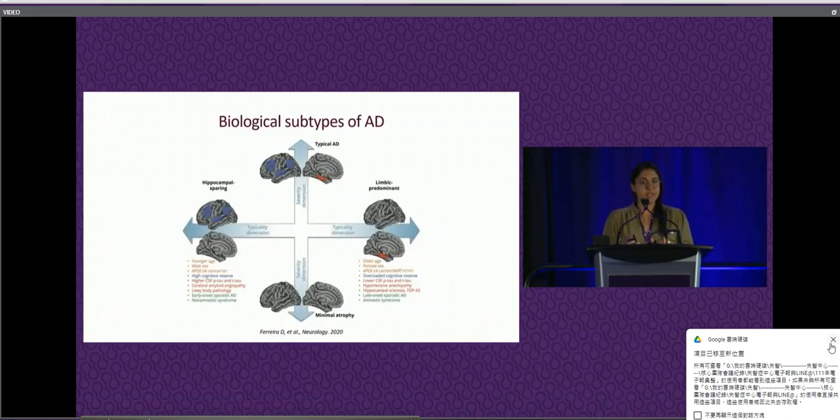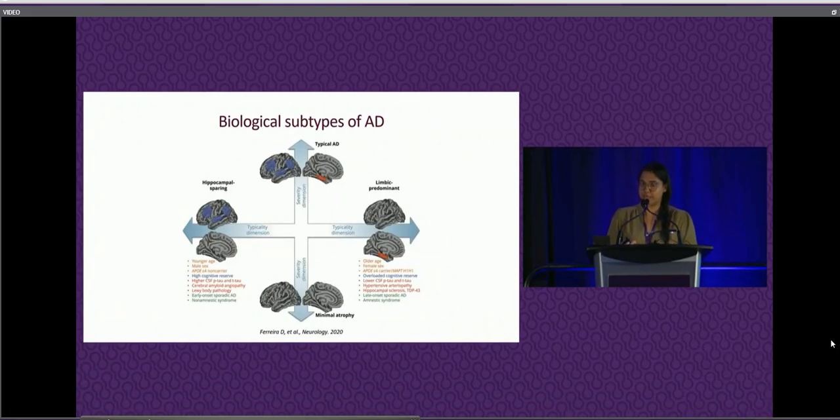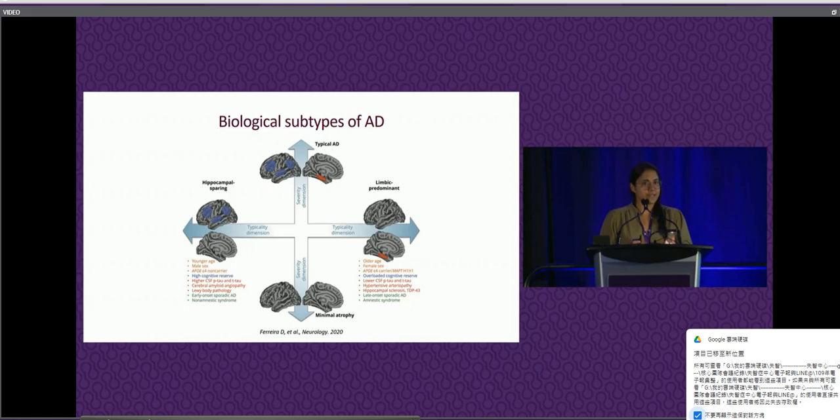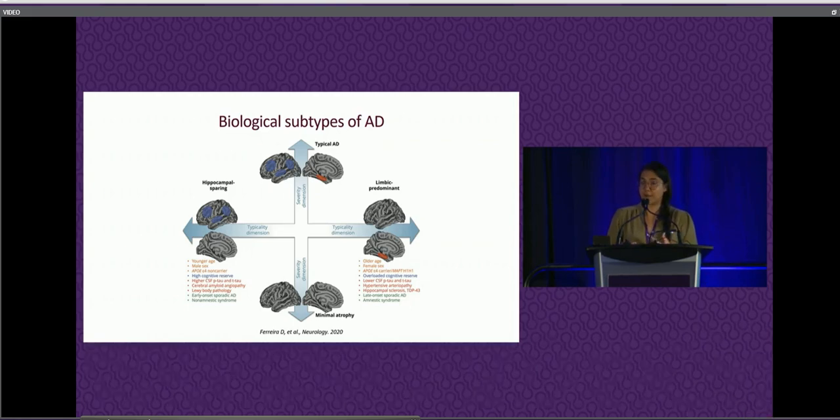Altogether, several of these subtypes that have been identified, particularly in tau PET, MRI and FDG PET modalities, can be summarized in this meta-analysis and conceptual framework that looks at subtypes based on imaging by looking at 2 different dimensions. Along the horizontal is the typicality dimension, which determines how typical or atypical someone is in terms of their neurodegeneration or pathology.